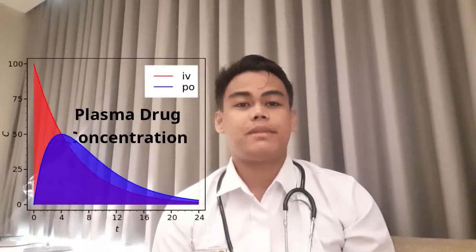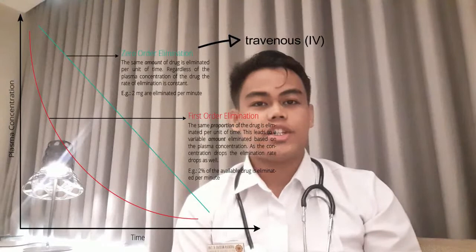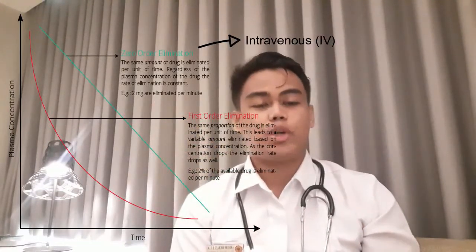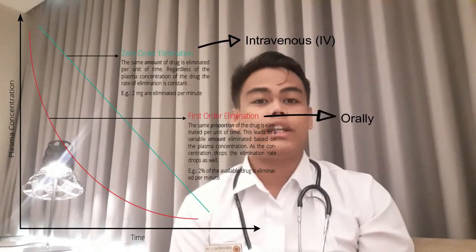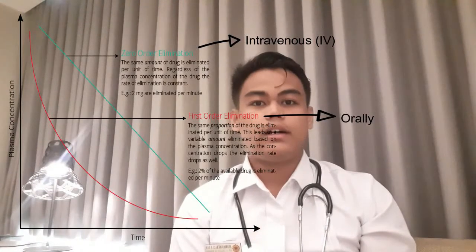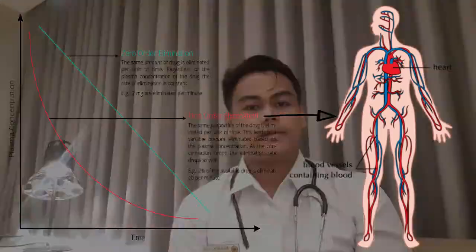The cool thing is that once we administer a drug either orally or intravenously, we can then measure the plasma drug concentration over time. A drug given IV would start at a concentration of 100% because it bypasses the whole absorption process. However, a drug given orally would have to get absorbed first, and then some of it would get eliminated before it even reaches the systemic circulation.